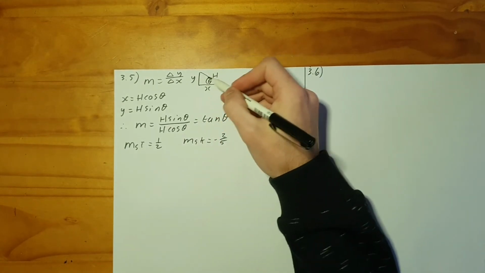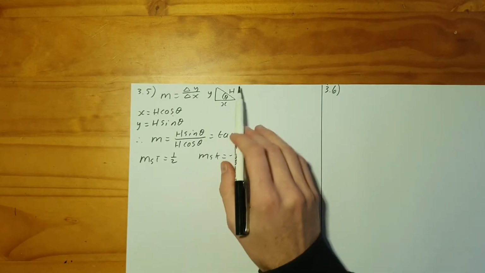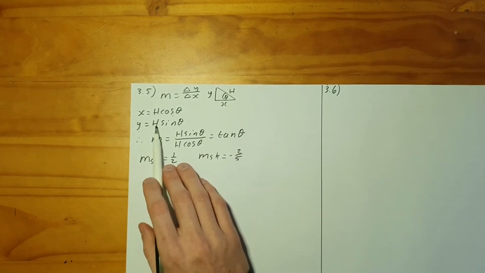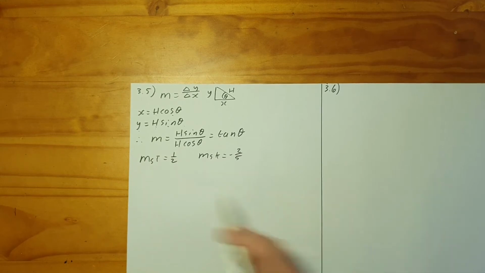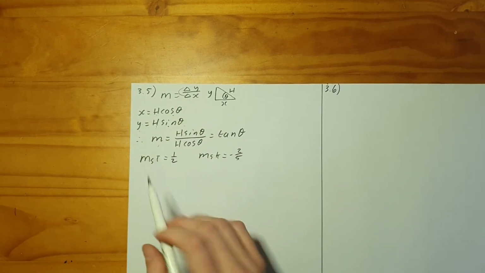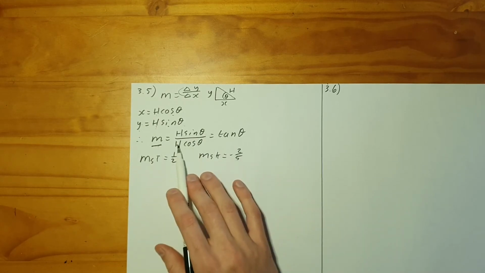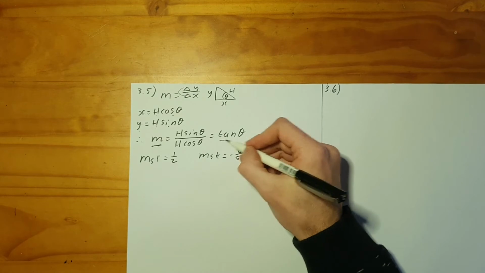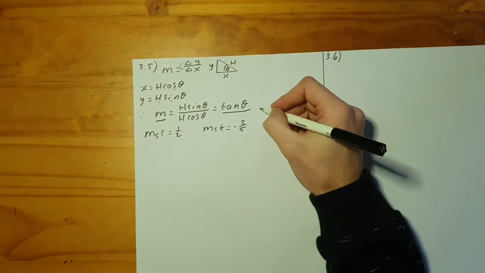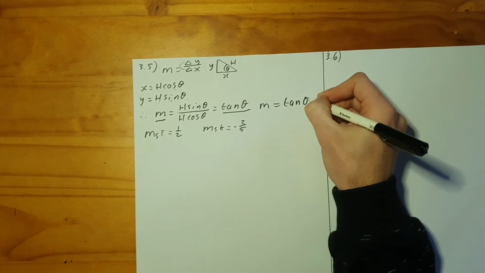Okay, so if we draw a triangle, we know that x is my hypotenuse times cos of theta, and y is my hypotenuse times sine of theta. So if we substitute these values in up here, we can see that my gradient is h sine of theta over h cos of theta, which is just equal to tan. Therefore m, my gradient, is equivalent to tan of theta.